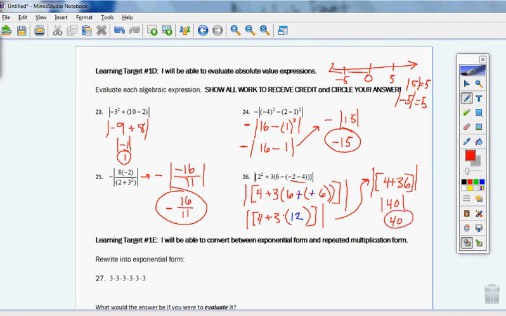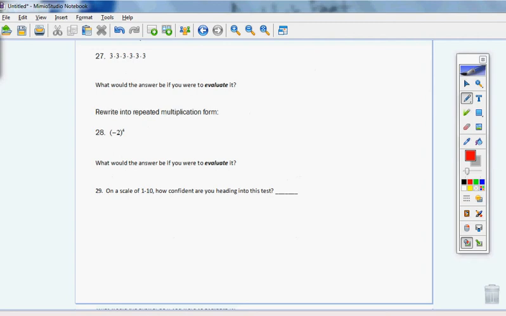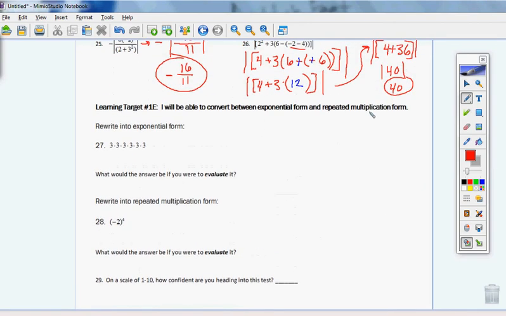All right, that's the one we were struggling with a little bit the other day, but hopefully you're feeling pretty good about that. All right, so rewrite into exponential form. This last learning target is pretty comfy. It's basically just look at the base. We have 1, 2, 3, 4, 5, 6 threes, but the base is 3. So you just rewrite it as the base of 3 raised to a power of 6. This is equivalent to that. It's the exact same thing.